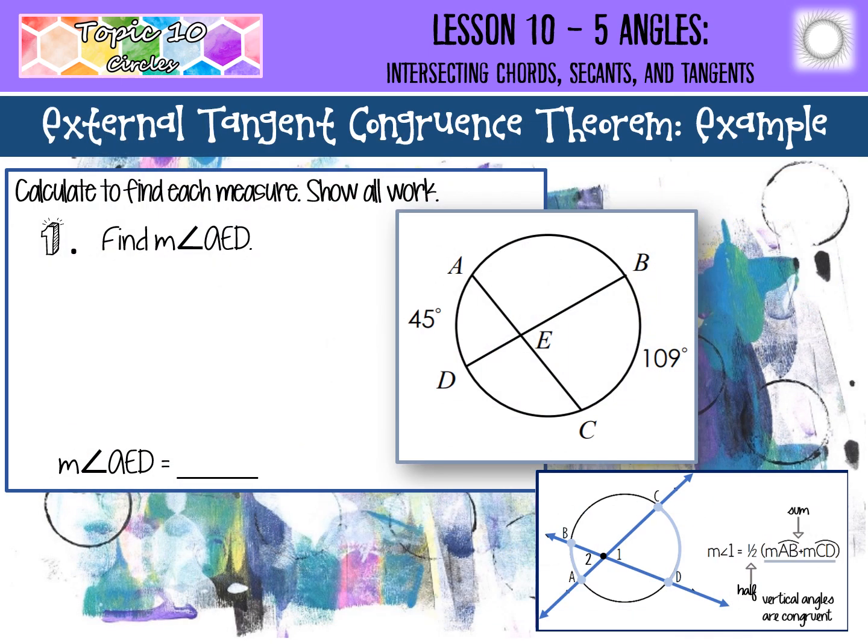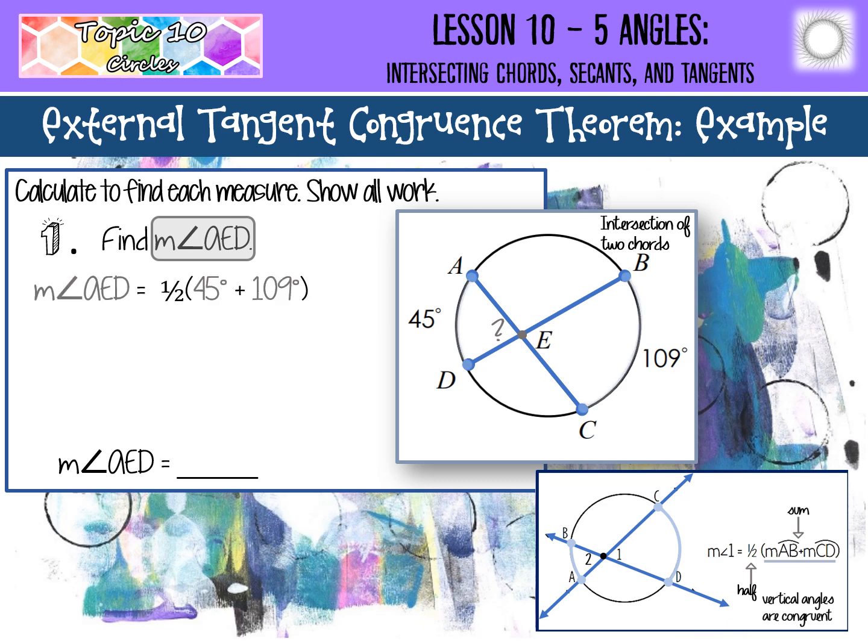Let's use it. So we need to find the measure of angle AED. This time we have intersecting chords. That's the angle that we want. And we have the two intercepted arcs. So the measure of angle AED is 1/2 the sum of 45 and 109. And 45 plus 109 is 154. 1/2 of that is 77 degrees. And there we have it.